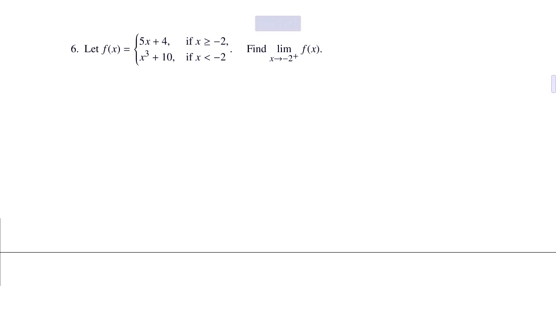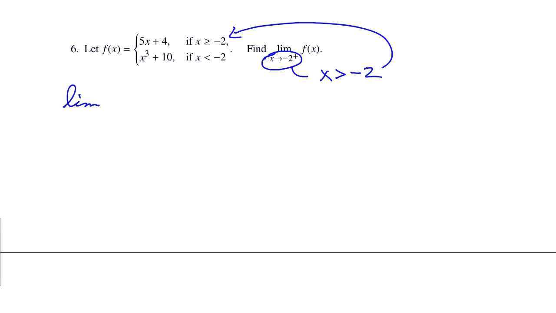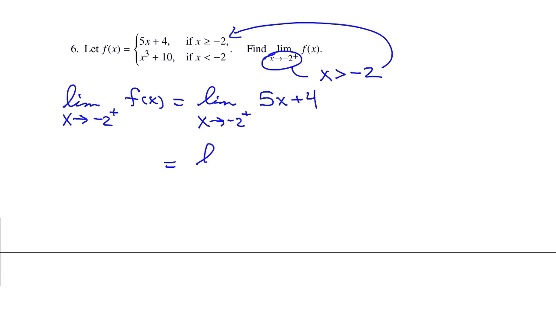On problem 6, we have a piecewise function, and we're finding the limit as x goes to -2 from the right. Since we're taking the limit from the right, that means the x values are greater than -2. That refers to the top function and the top function alone. So the limit as x goes to -2 from the right of f of x, I'm writing it in general with f of x, but since I'm doing the right limit, I know which expression to use, and that's 5x plus 4. And there's no problem with plugging in the value here.